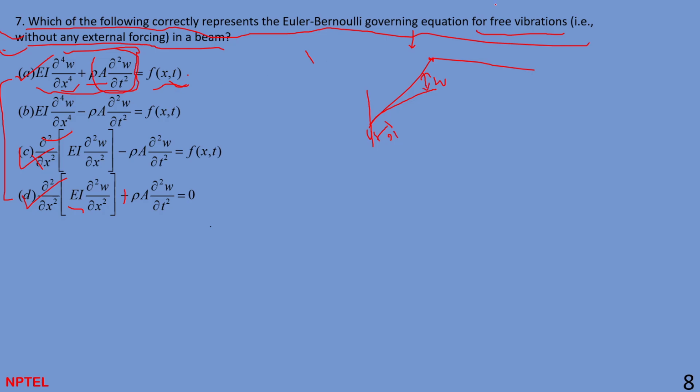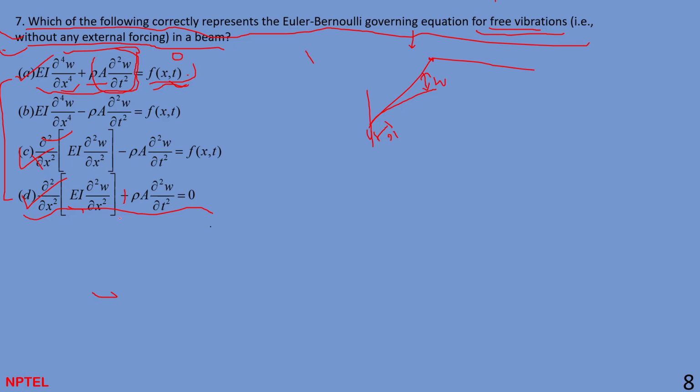But in the question, it is written that it is a free vibration. So whenever it says free vibration, this f(x) term will be zero. So this term will be good for free vibration. Let's say this is zero, then it is right or wrong? This is a fourth order equation, and it looks the same. But what about this equation? It is also the same equation, I consider this as plus.